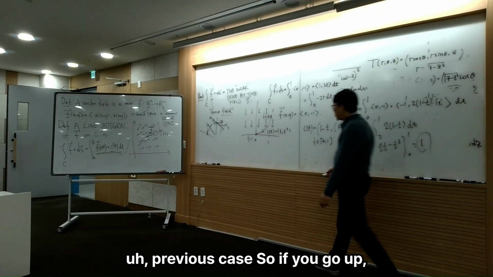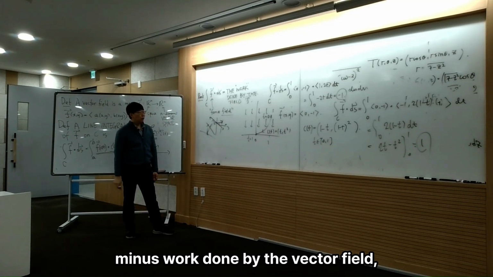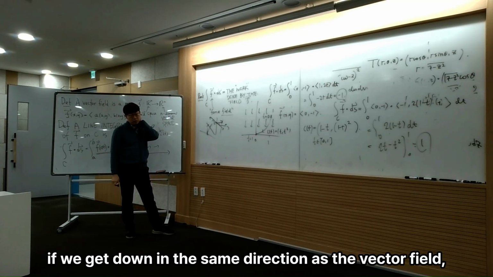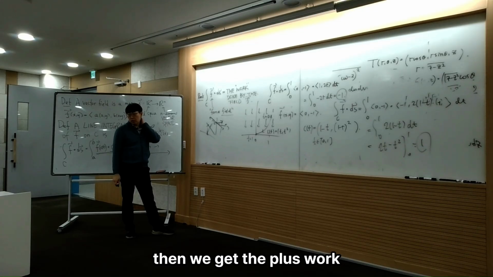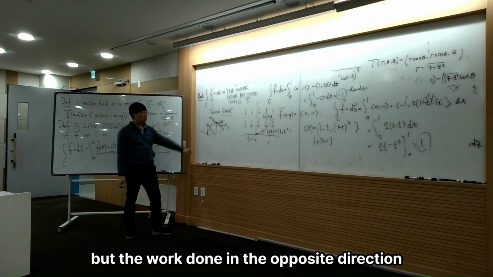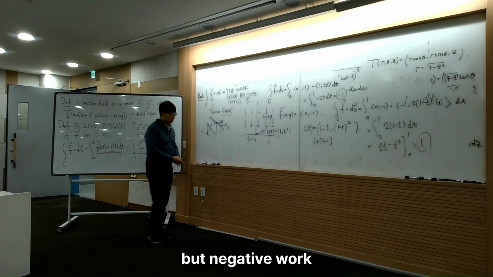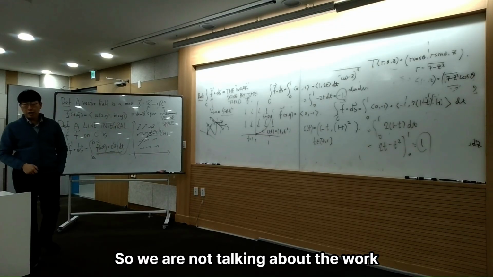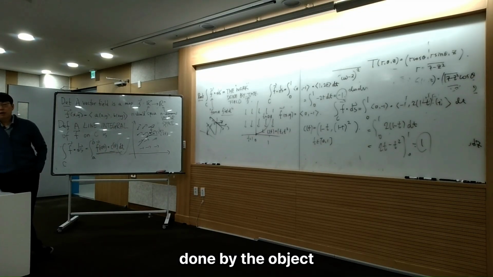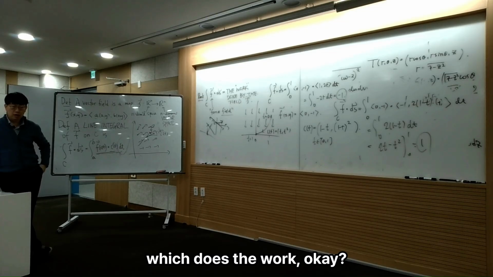Compared with the previous opposite case, if you go up, we get negative work done by the vector field. If we go down, in the same direction as the vector field, then we get positive work. So the vector field is actually doing work here, but the work done in the opposite direction is negative work. The same amount, but negative. Okay? We are not talking about the work done by the object. It's the vector field which does the work. Okay?